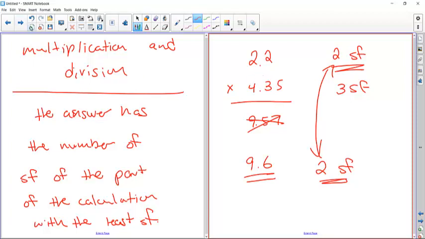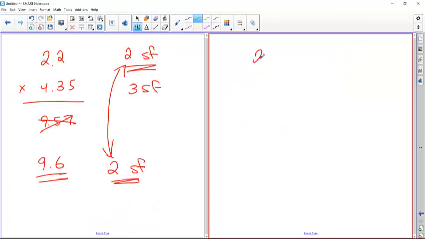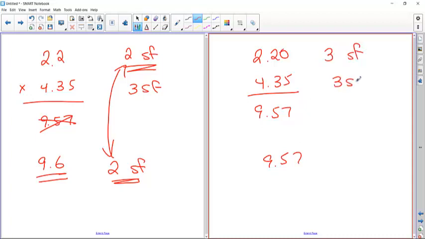Okay, let's say you had 2.20 times 4.35. You'd still get 9.57, and the answer would be 9.57 because this has 3 significant figures and this has 3 significant figures. Therefore, the answer has 3 significant figures.